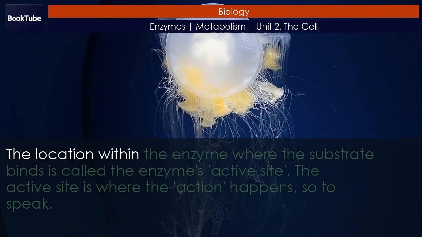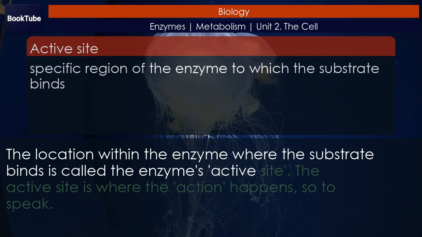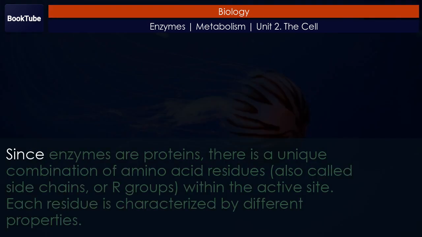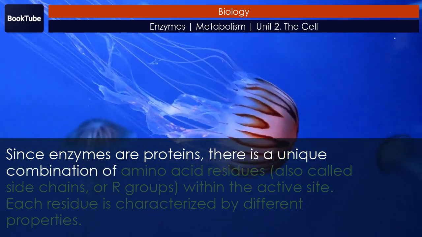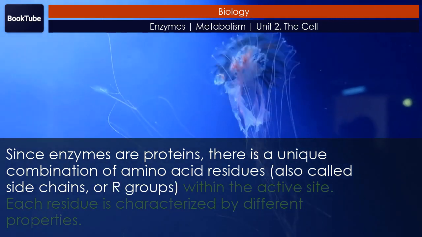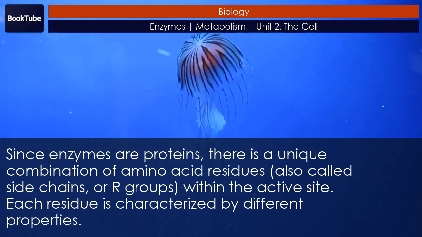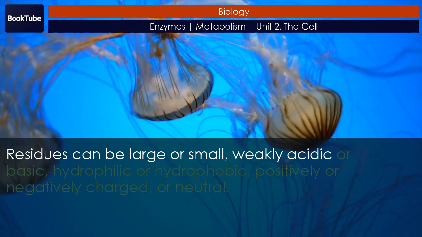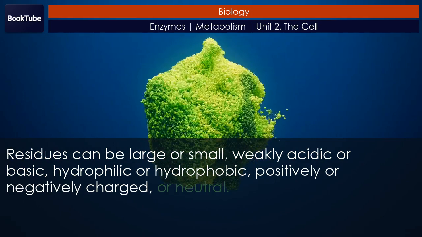The location within the enzyme where the substrate binds is called the enzyme's active site. The active site is where the action happens, so to speak. Since enzymes are proteins, there is a unique combination of amino acid residues, also called side chains or R groups, within the active site. Each residue is characterized by different properties. Residues can be large or small, weakly acidic or basic, hydrophilic or hydrophobic, positively or negatively charged, or neutral.